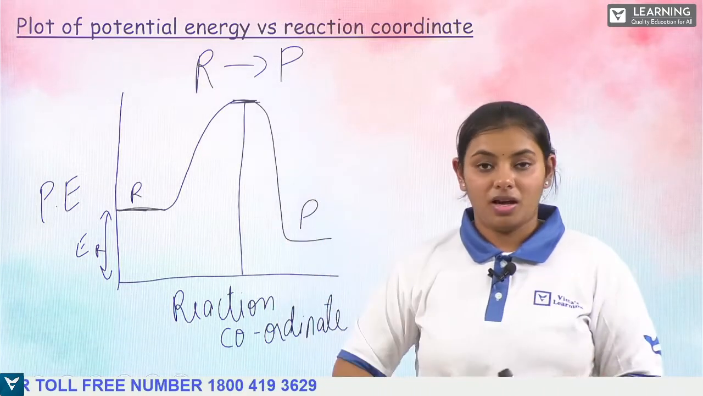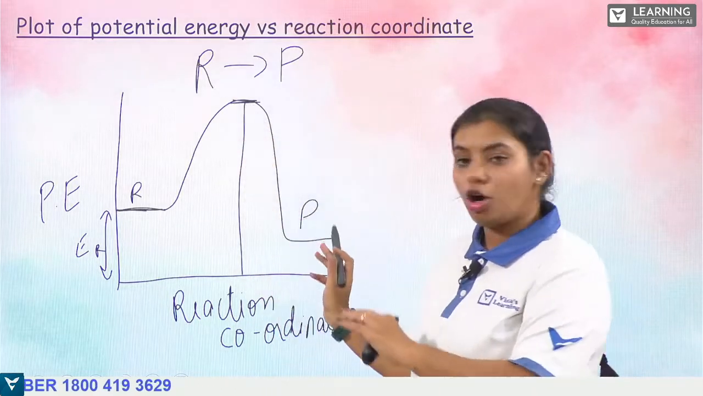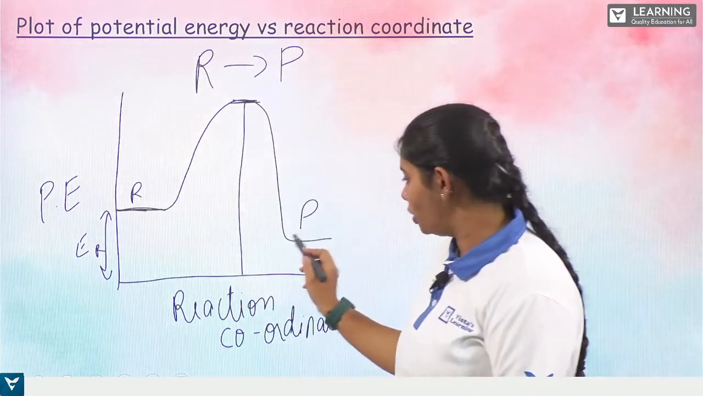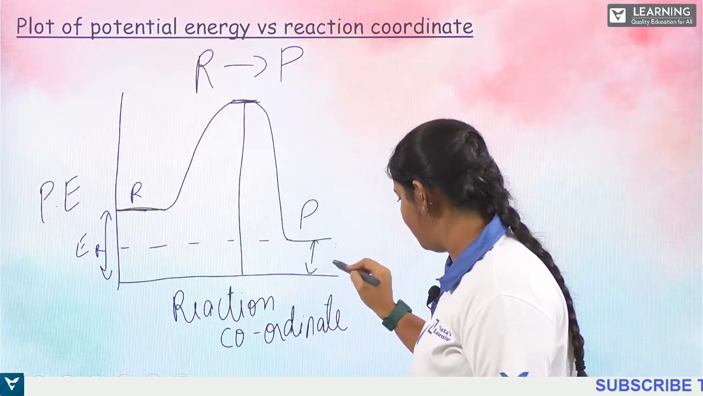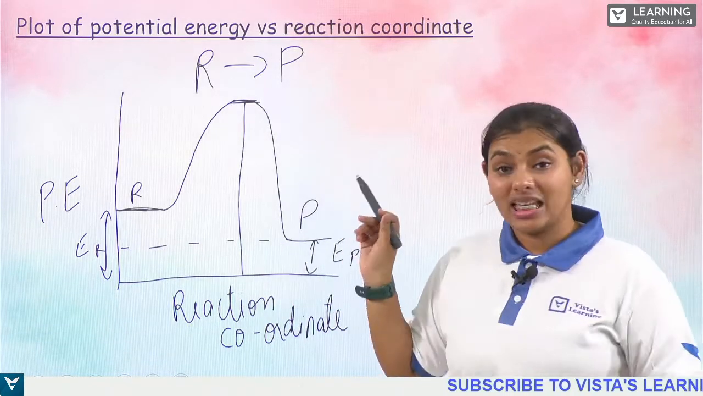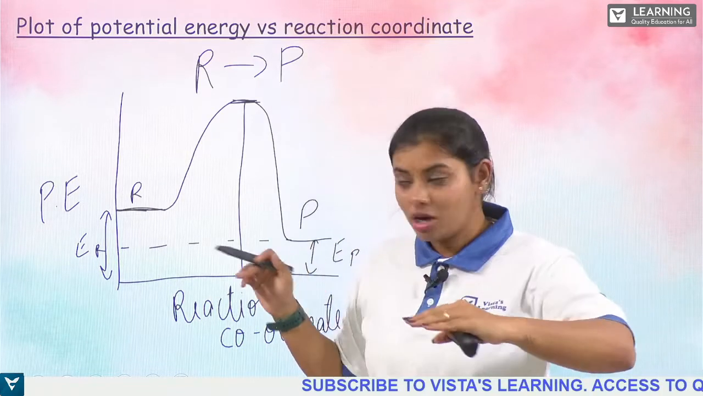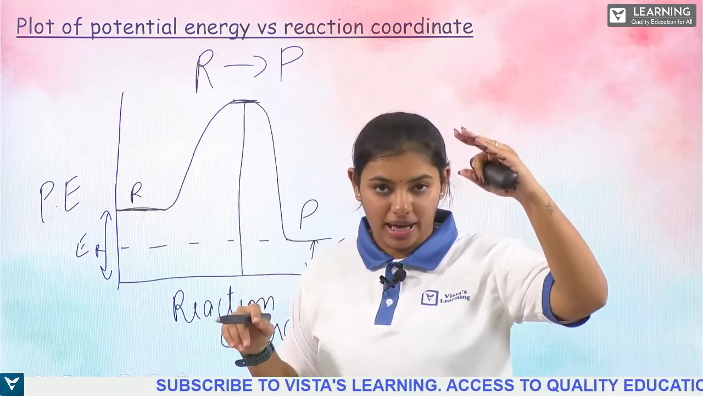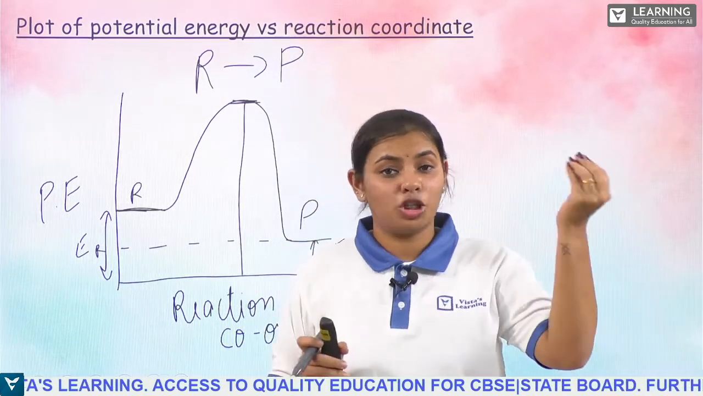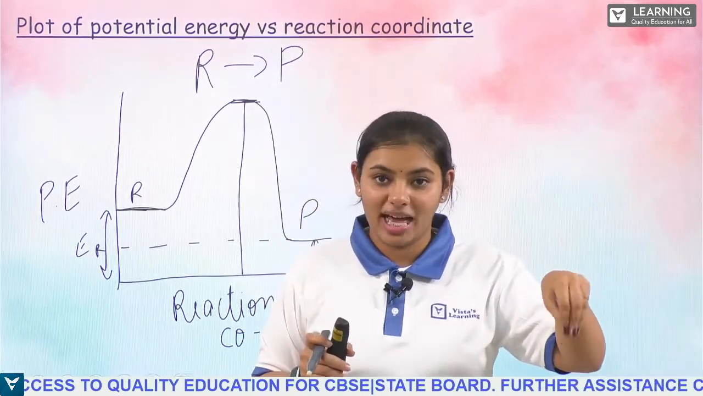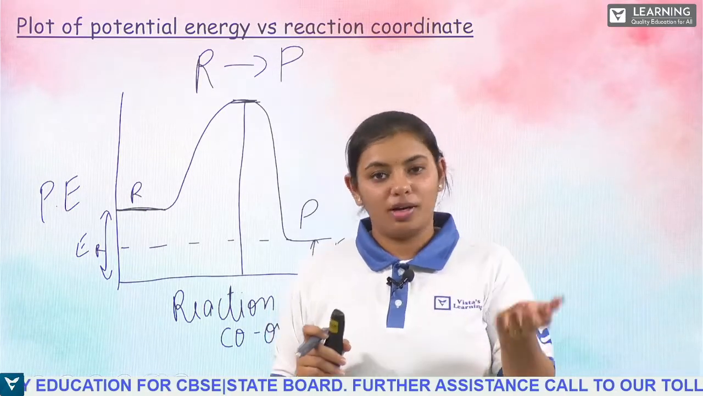This is the barrier that needs to be crossed in order to form the product. And so much will be the energy of the product. Okay, this product energy can either be low compared to the reactant or it can be high. That is a different concept where we study about endothermic reaction and exothermic reaction. We'll deal with that in the further classes.